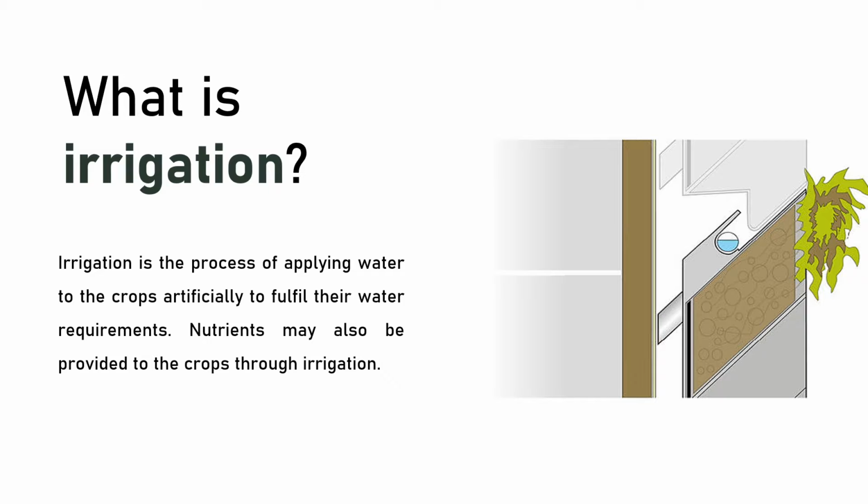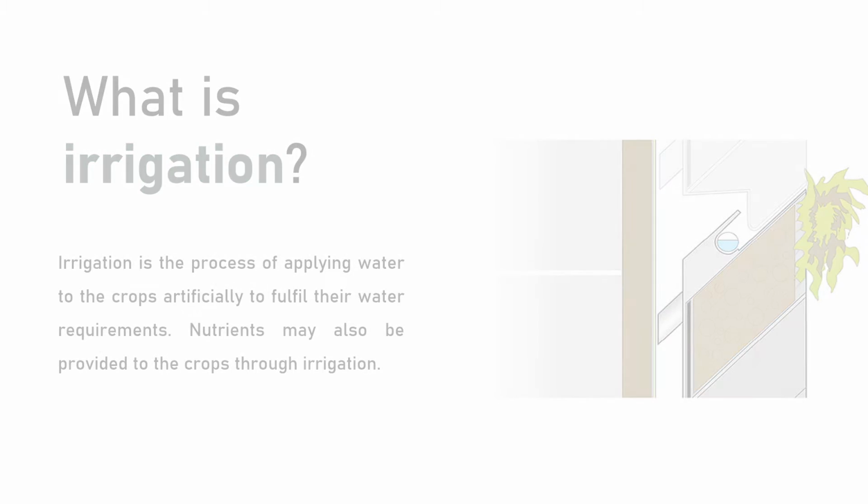Nutrients may also be provided to the crops through irrigation. So we all know that plants need water to survive, right? Without it, your green wall would quickly become a brown one. That is why behind the captivating facade of plants that you can see, you will find an irrigation system working hard to keep your living wall hydrated and healthy.